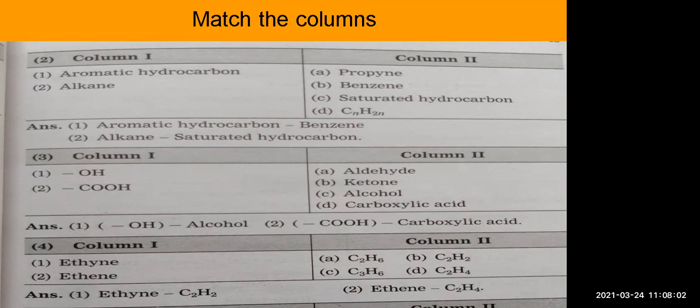Likewise for aldehyde, there is a CHO group. For ketone, a C double bond O group is there. Okay, so that will be easier for you to recognize. Then comes the fourth one, that is ethyne and ethene.